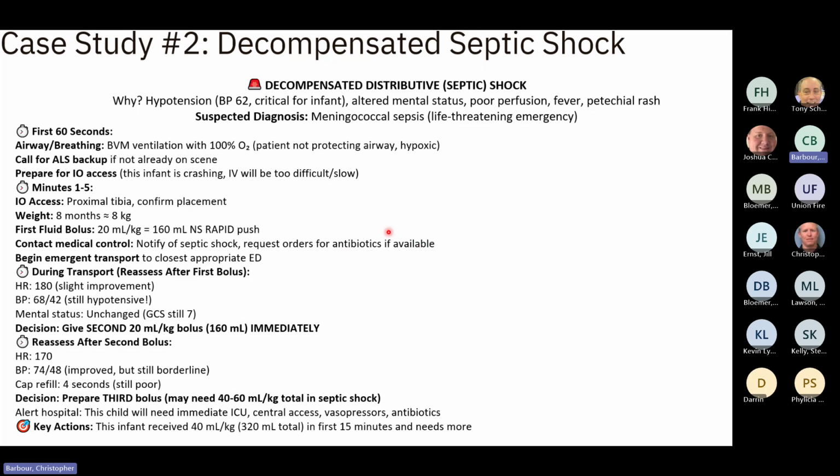If you need orders for something, make sure you're doing those early. So you give a bolus, we get some slight improvement. You give another bolus, some slight improvement. I would probably go to the third. And as soon as I got to the hospital, I would tell them, hey, they've already gotten 3 fluid boluses, or call and ask for some sort of order for a pressor. So this kid would end up probably receiving 40 per kilo in the first 15 minutes and still need more.